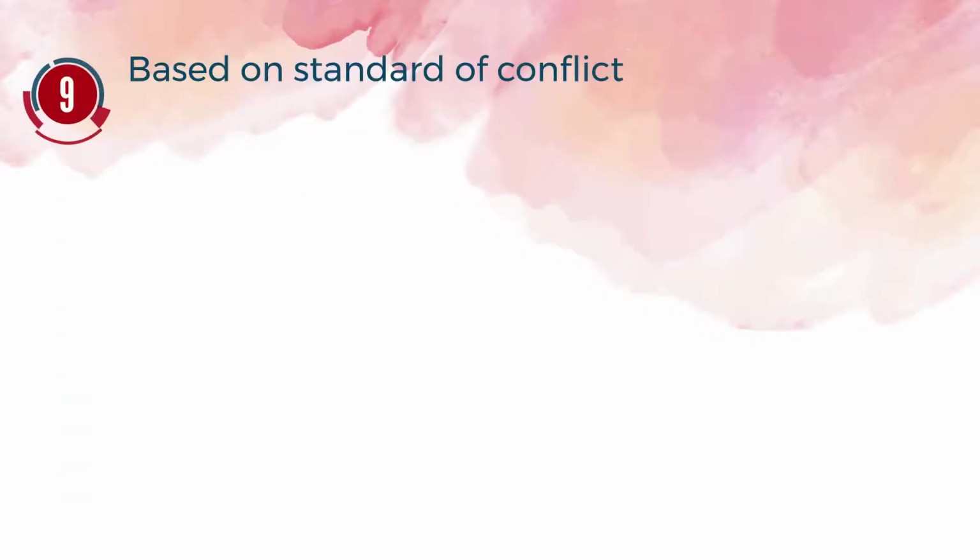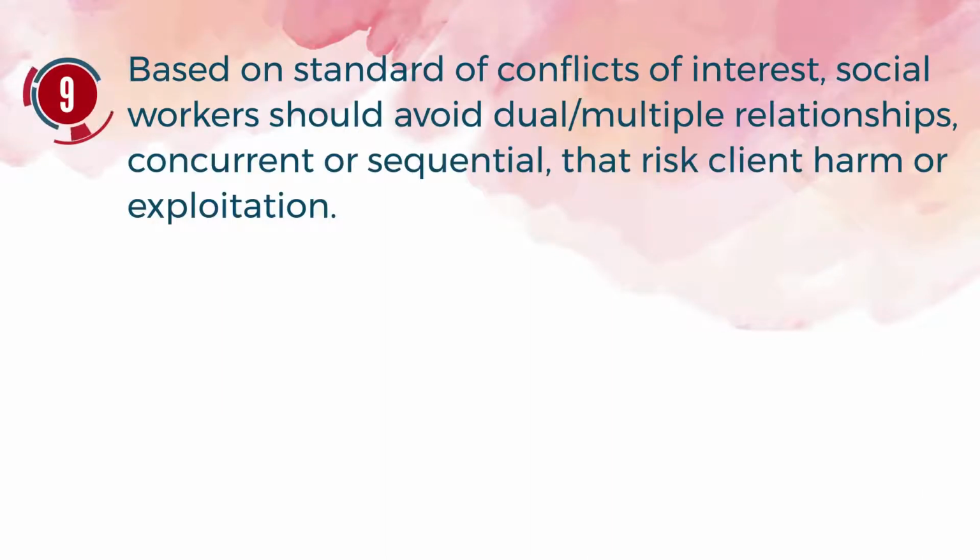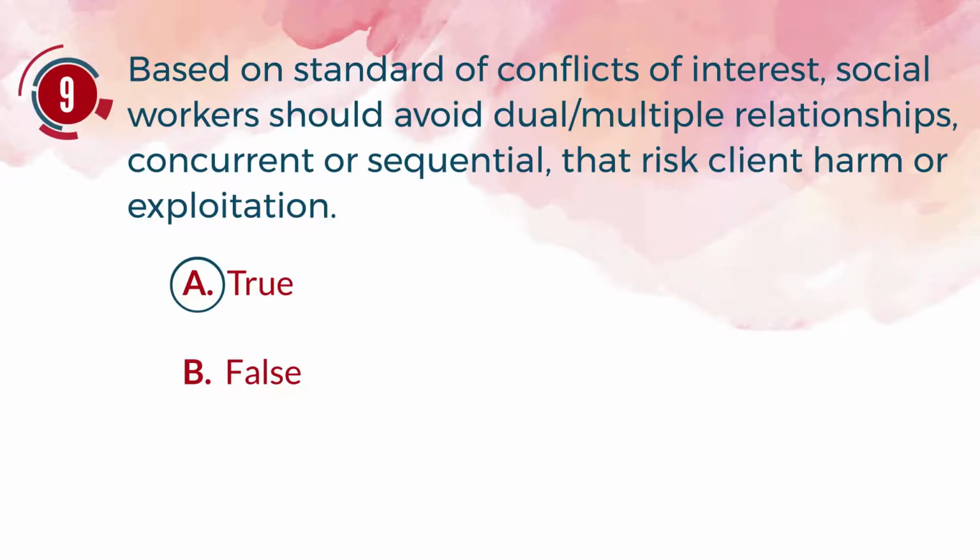Number 9. Based on standard of conflicts of interest, social workers should avoid dual or multiple relationships, concurrent or sequential, that risk client harm or exploitation. A. True. B. False. The answer is A. True.